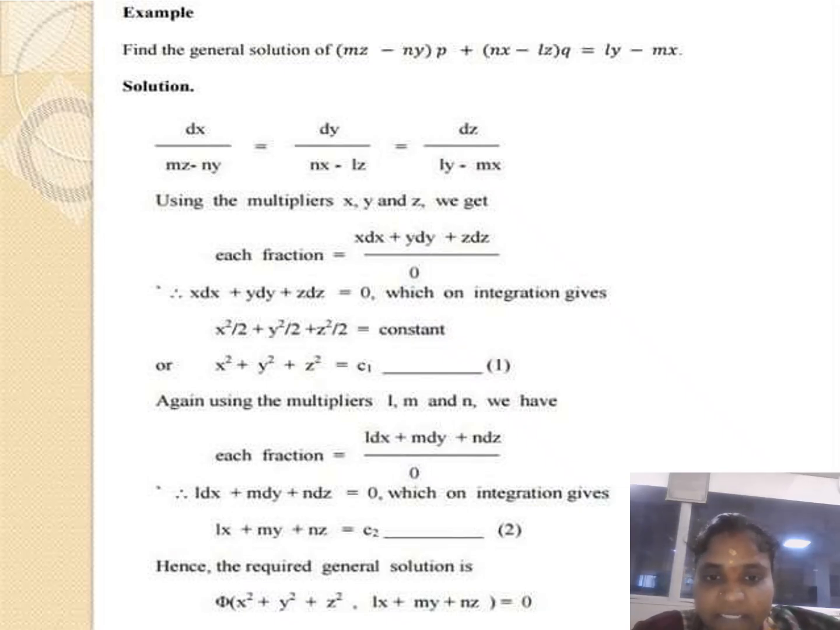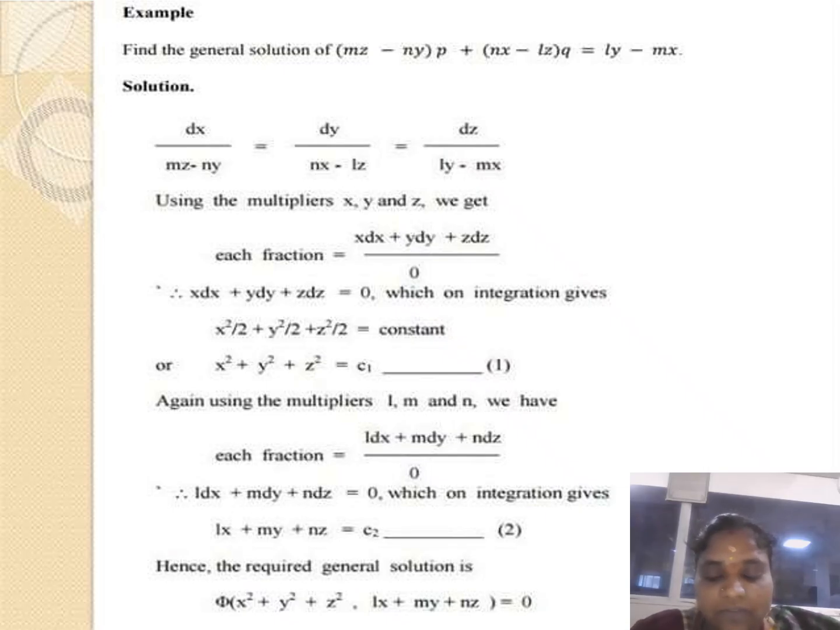Now integrate these equations. So x dx means x square by 2 plus y square by 2 plus z square by 2 equal to some constant c1 by 2. Eliminating the common factor 2, we can rewrite this equation as x square plus y square plus z square equal to c1. So this is the first solution of the general solution of the PDE.